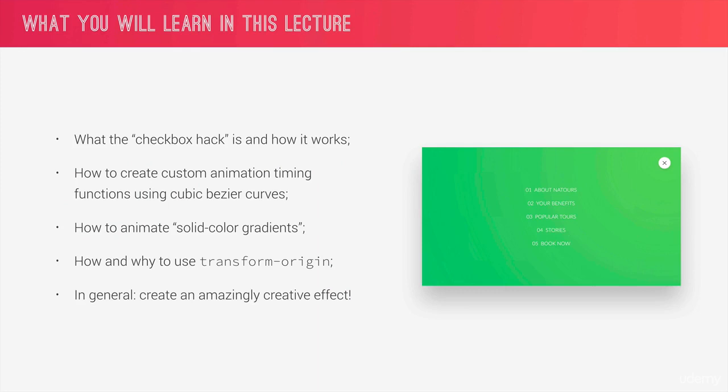So first of all, the so-called checkbox hack is how this navigation works. And so you learn how that works, of course. Then you learn how to create custom animation timing functions using cubic Bezier curves. Then how to animate the solid color gradients that we talked about before to create a nice hover effect. And finally, how and why to use the transform origin property. So that's also new. Overall, you're just going to learn how to create a creative effect in CSS with about 150 lines of code. So that's what this navigation needs.